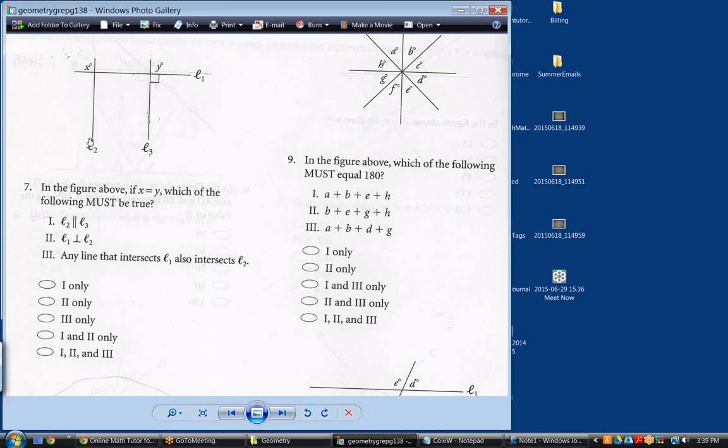The third part's a little bit strange. Any line that intersects line 1 also intersects line 2? No. Clearly we can see line 3 intersects line 1, but it's not ever going to intersect line 2 because they're parallel. All right. So it's 1 and 2 only.